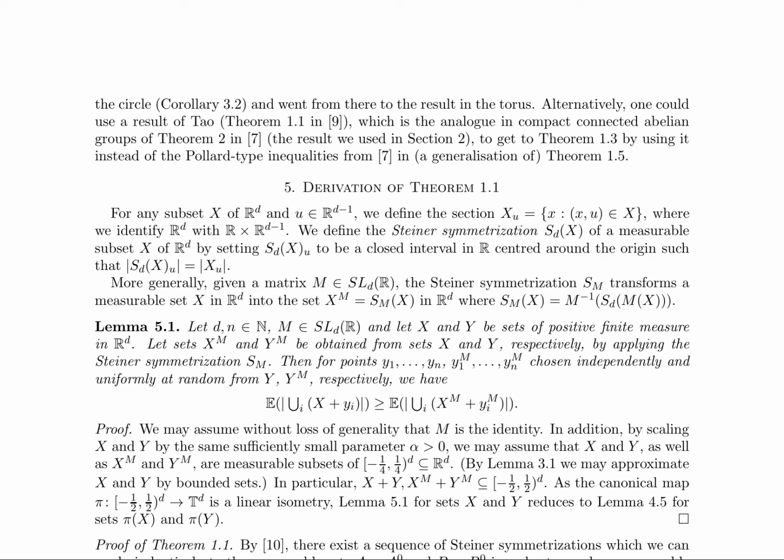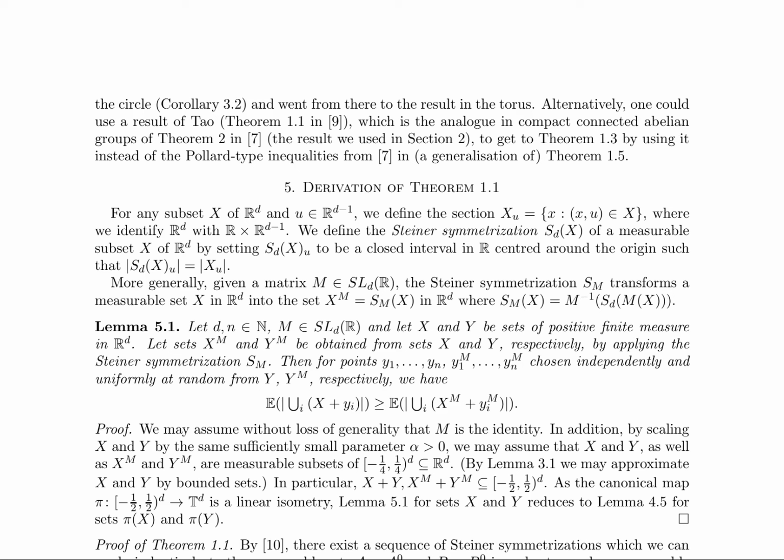A more general Steiner symmetrization SM is introduced, transforming a measurable set X in Rho into XM equals SM, X, in Rho. Lemma 5.1 states that for points y1, ..., yn chosen independently and uniformly at random from Y, and ym1, ..., ymn chosen independently and uniformly at random from Ym, we have E, union over i, of x plus Yi, is greater than or equal to E, union over i, of xm plus ymi.